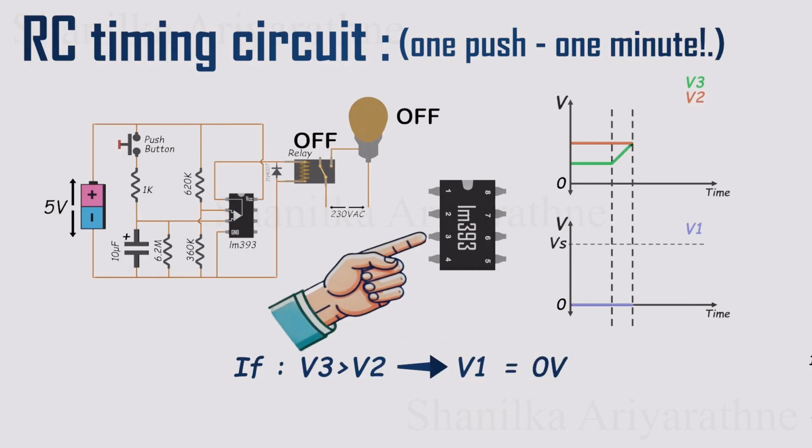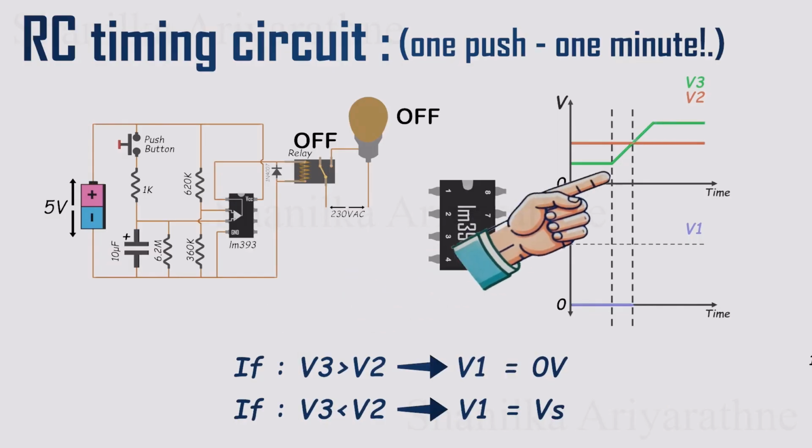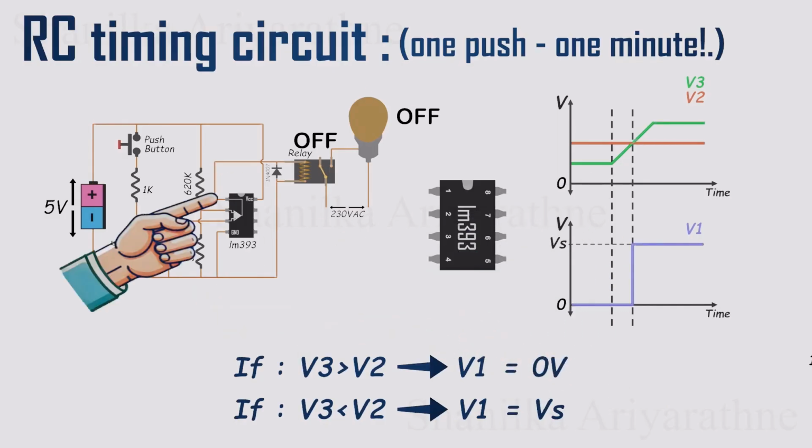But if the voltage at pin 3 is higher than at pin 2, then the output at pin 1 jumps up to the supply voltage. In this circuit, that's 5 volts. When that happens, the relay energizes and the bulb turns on. So our goal is simple. We need to make sure the voltage at pin 3 stays higher than at pin 2 for about 1 minute.